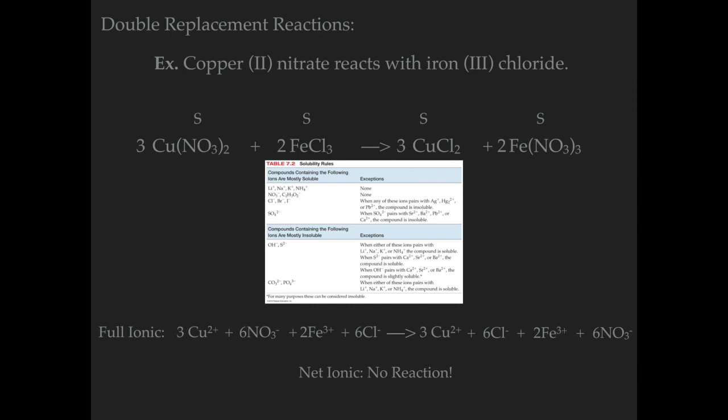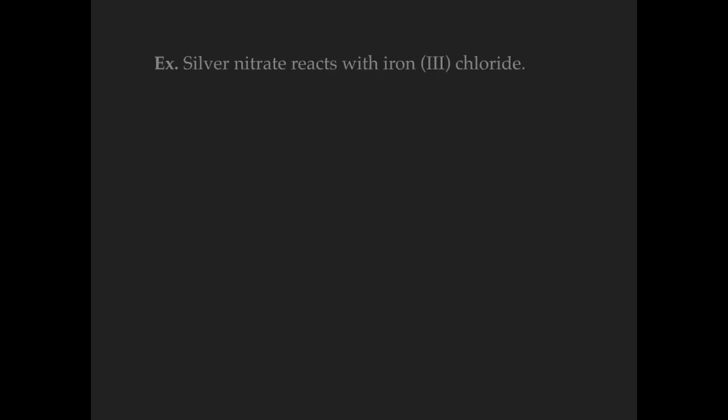So let's do a couple more practices. In this case, I'm going to have silver nitrate reacting with iron chloride. Silver nitrate would be AgNO3. It's going to react with iron 3 chloride, so FeCl3. And that's going to produce, remember, innies and outies. So I'm going to do my outies first.